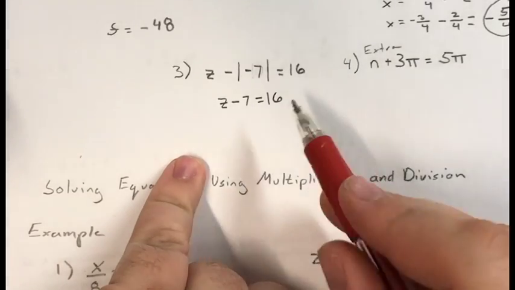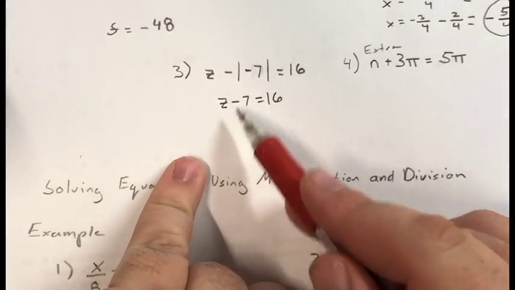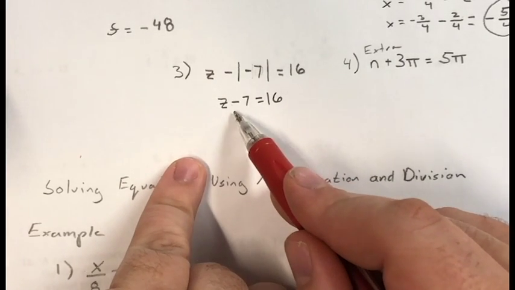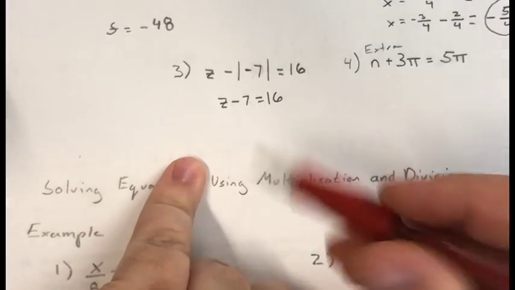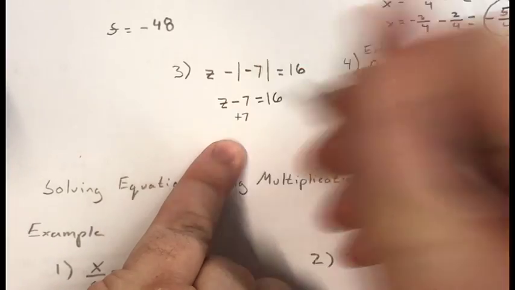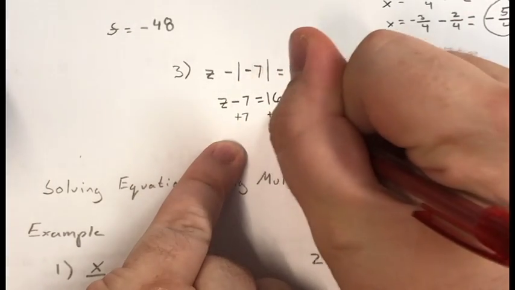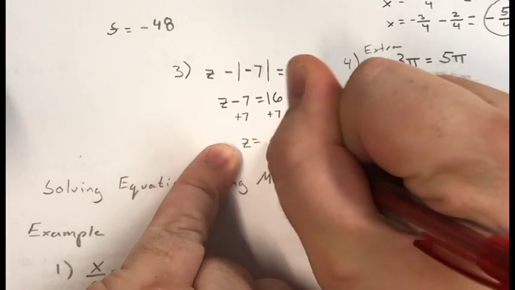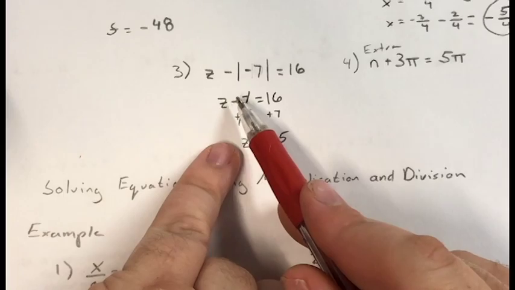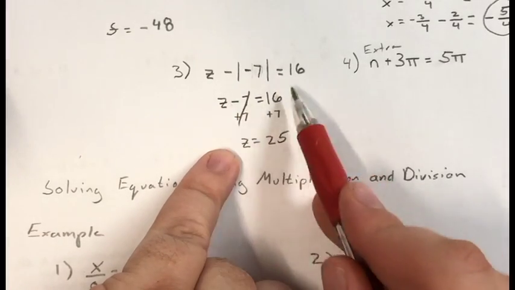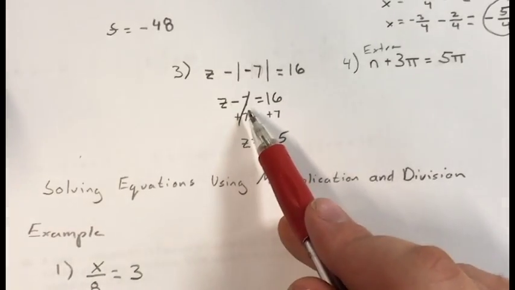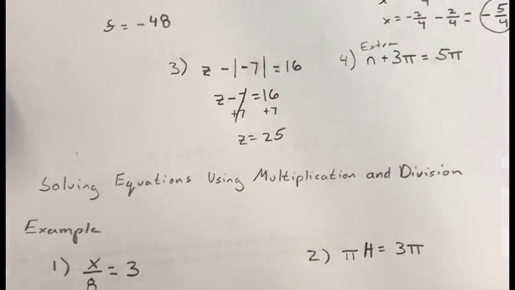Now I go to solve my variable and get it alone. How do I do that? I need to get rid of this guy. How do I get rid of a -7? I do the opposite. I do the opposite of subtraction, and in this case, it's a plus. All right? And I do that on both sides. That gives me z is equal to 25. Very quick. All right? So what did I do? One, I simplified my sides, and I got z minus 7 equals 16. I know I needed to get rid of the -7, so I added, and I did it on both sides.